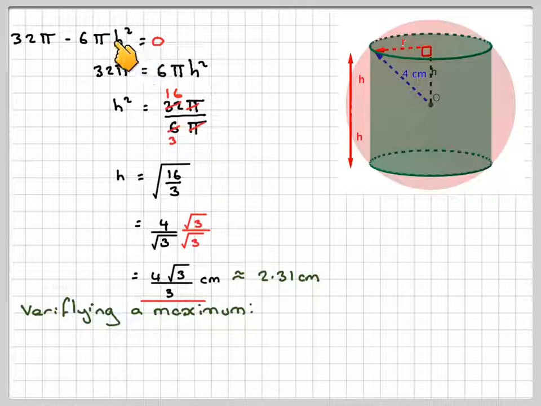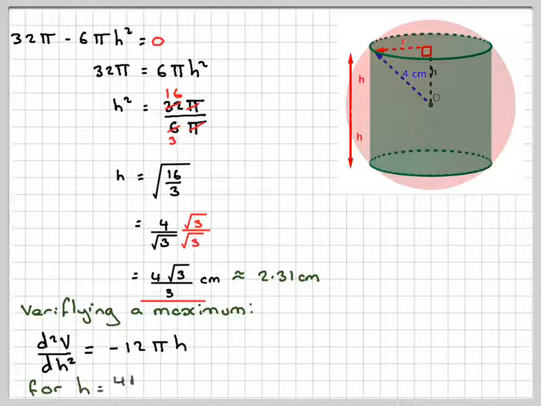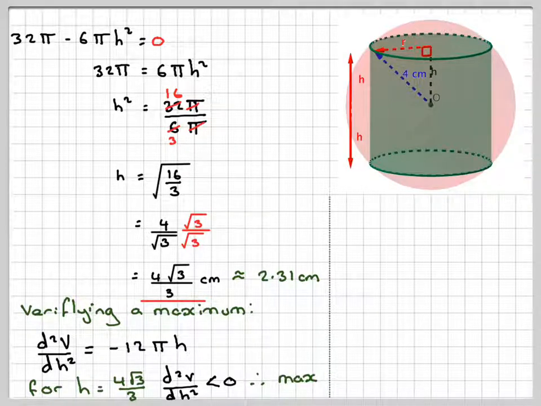Now, we have to verify that this is a maximum. So if this was the first derivative, we differentiate again, d squared V over dh squared. If you differentiate 32 pi, you get nothing. If you differentiate this, you get minus 12 pi h, so you bring down that 2 in front and reduce the power by 1. If we put our value of h in, which is a positive value, the answer is going to come out negative. We don't actually have to work it out, so the second derivative is less than 0. So if we've got a derivative equal to 0 and a second derivative negative, then we have a maximum point. So this value of h will give the maximum volume.